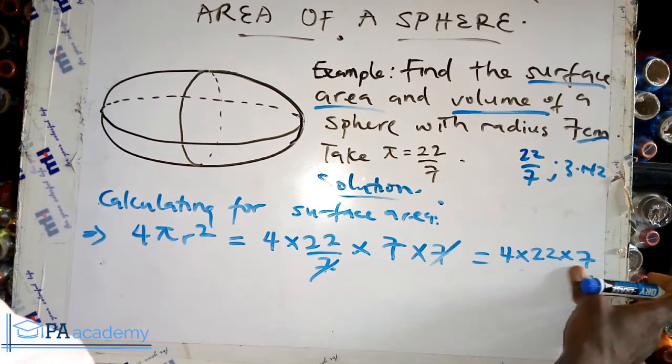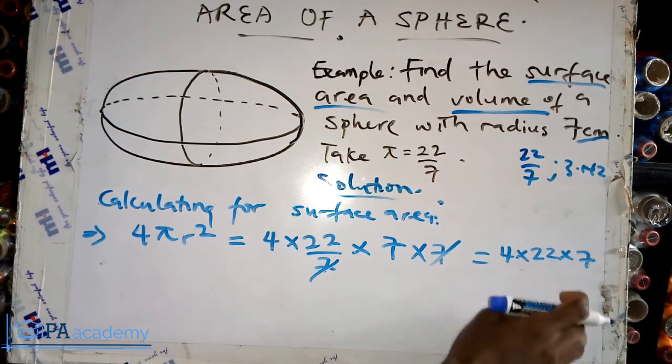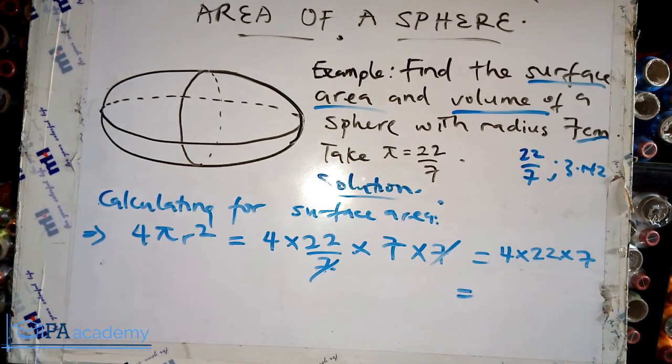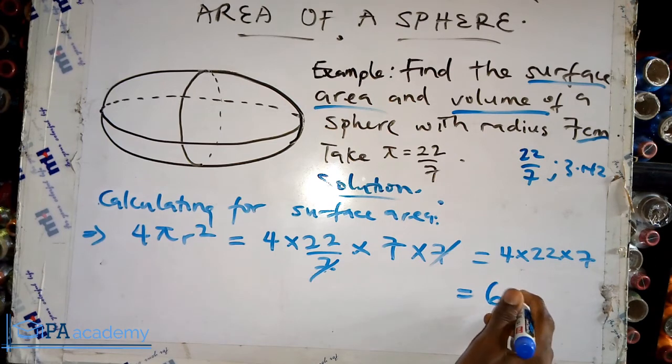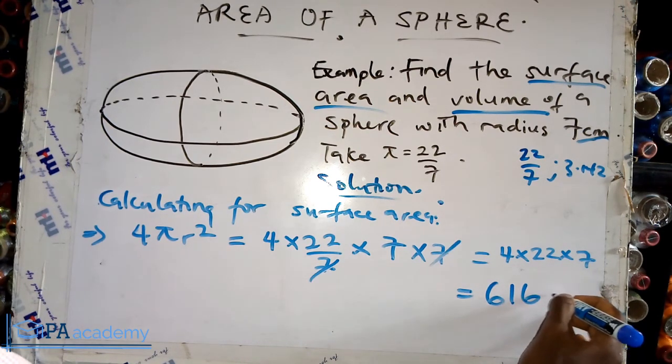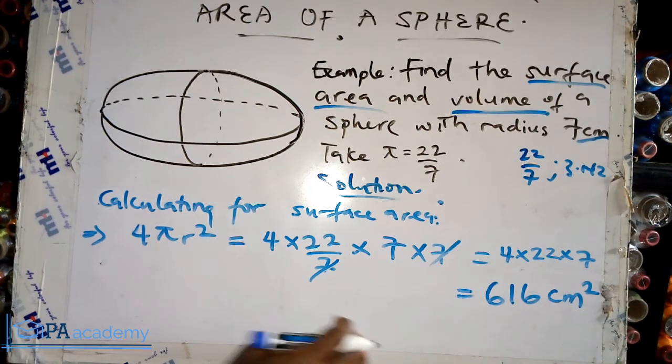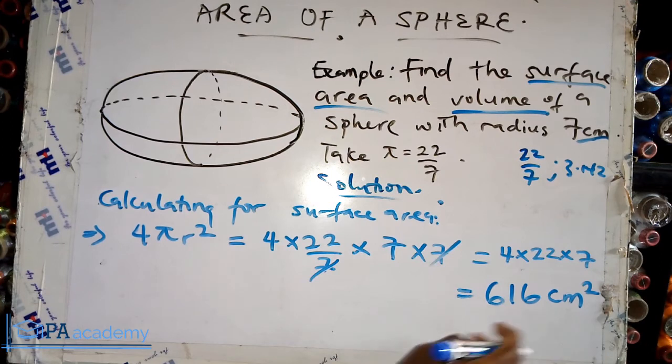Just 4 times 22 times 7. There's nothing in the denominator. So let's calculate that. 4 times 22 times 7 is 616 centimeter square. We are dealing with area, surface area, so the unit is in square.